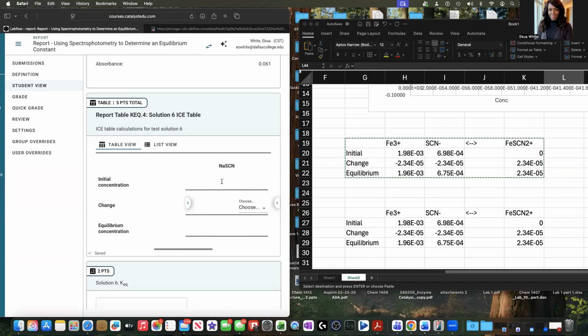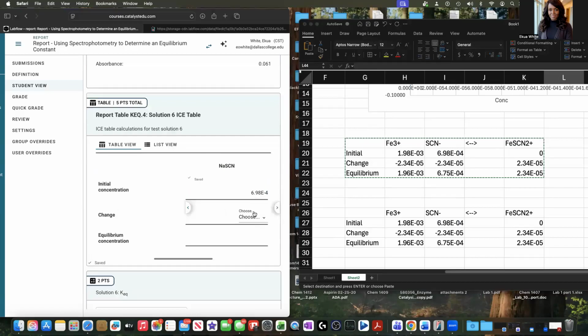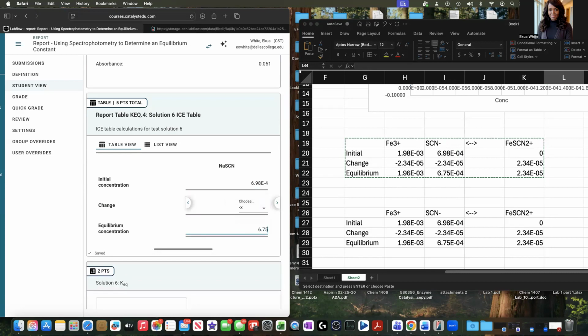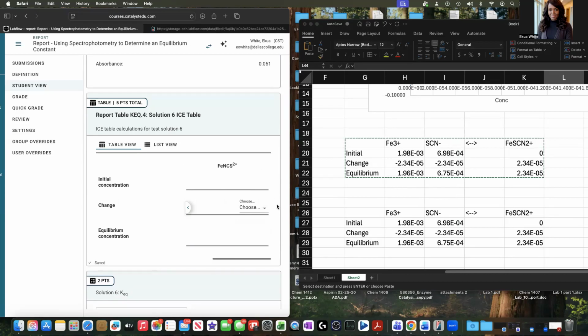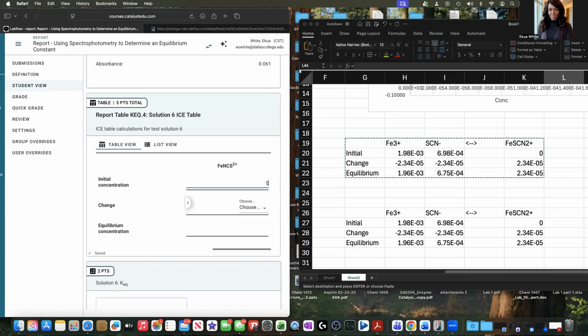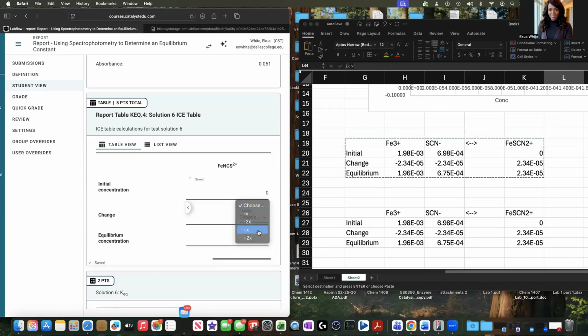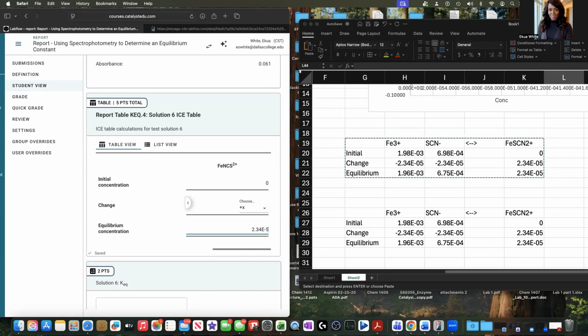Oh, this is a plus. 6.98 exponent negative 4. And this one's going to be minus x also. And we have 6.75 exponent negative 4. Okay. So before I commit to this, I'm going to try to submit the first one just to see how well we're doing so far. 0. This is going to be plus x. And the amount here is 2.34 exponent negative 5.